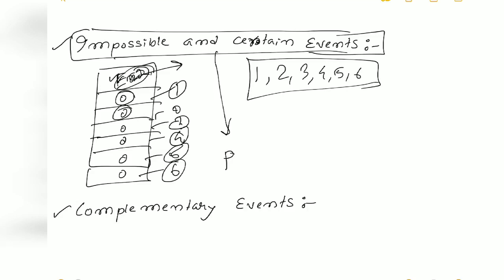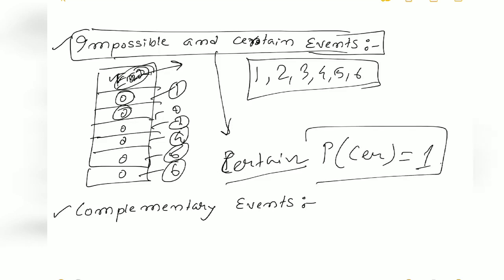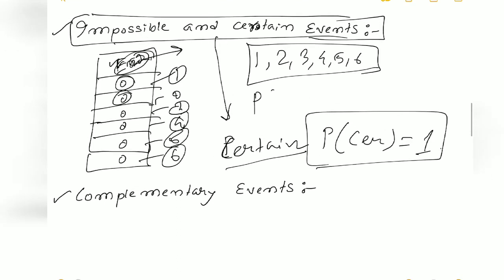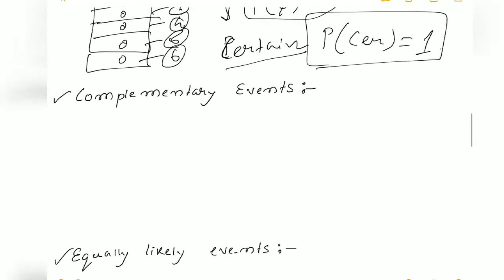So in such a case, these types of events are known as certain events, right? If you do the probability of certain events, you will get 1. It is sure. Now for the impossible events, the probability of impossible events is obviously 0. That is, there is no possibility of getting such events.